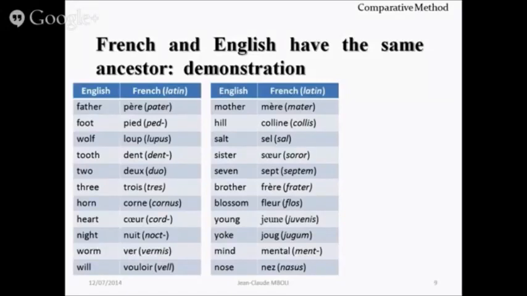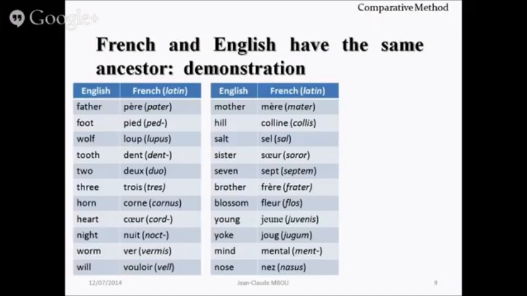And so this is a slide that I took from Jean-Claude Mboli, who recently had a lecture on my YouTube channel on historical comparative linguistics and the comparative method. So I won't go through the comparative method. That lecture was 5 hours long, and so we don't have that kind of time. But I want to give an example here of the kind of example that we would use to demonstrate the relatedness of languages.